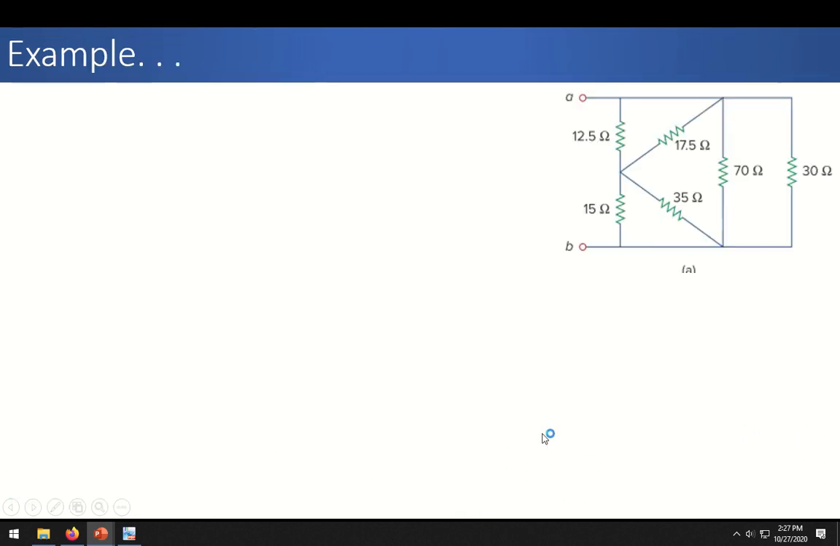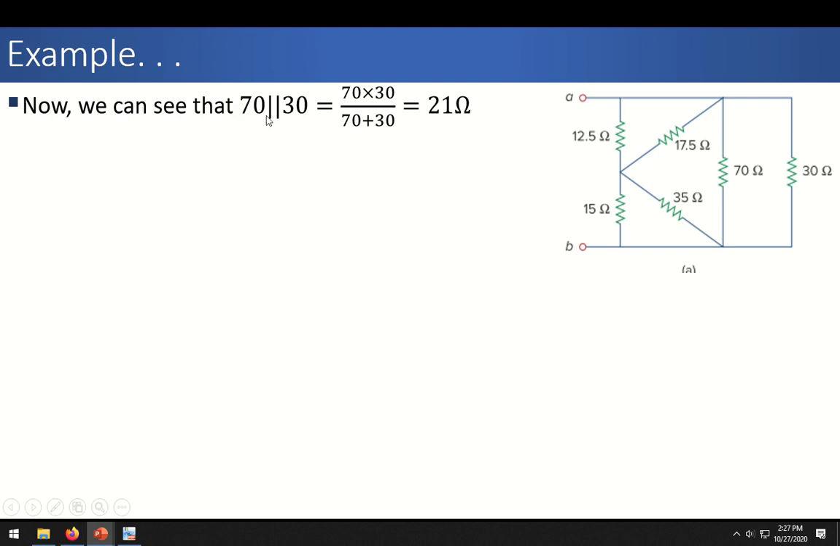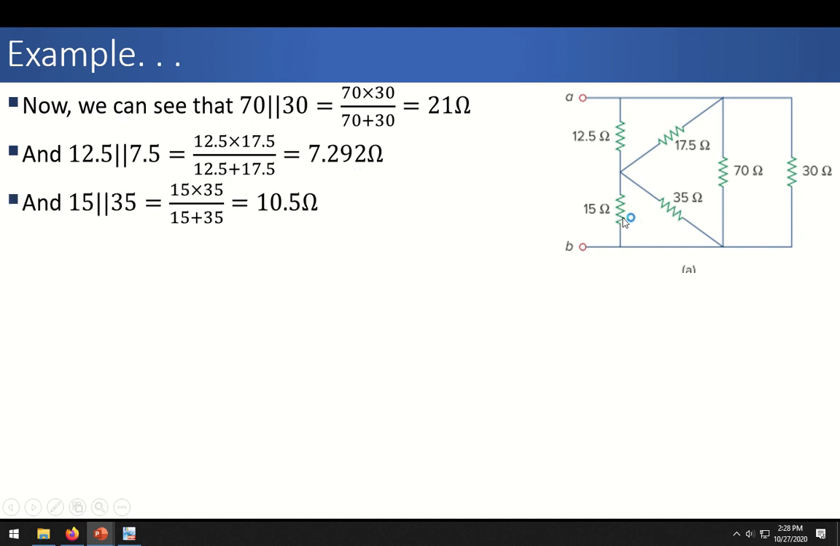So let's continue. Now we can see that 70 is in parallel with 30, so their equivalent will be 70 into 30 divided by 70 plus 30, so this will be 21 ohms. Similarly, we can see that 12.5 is in parallel with 17.5. This is 17.5, not 7.5. So again, this will be 12.5 multiplied by 17.5 divided by 12.5 plus 17.5, so this is 7.29 ohms. Similarly, 15 and 35 ohm resistances are in parallel, so their equivalent will be 15 into 35 divided by 15 plus 35. So this is 10.5 ohms.